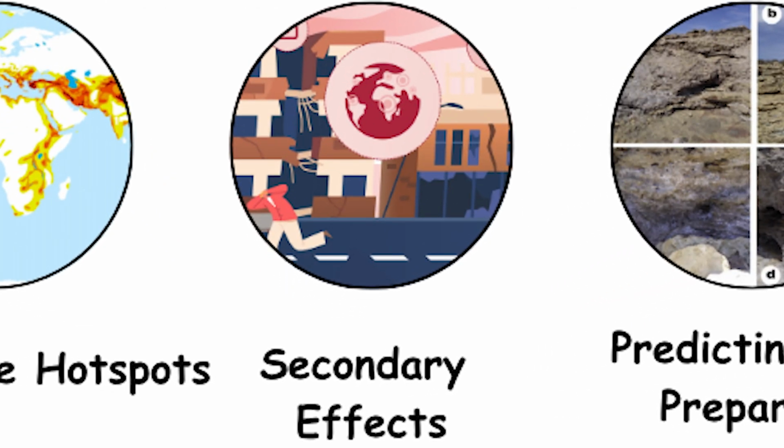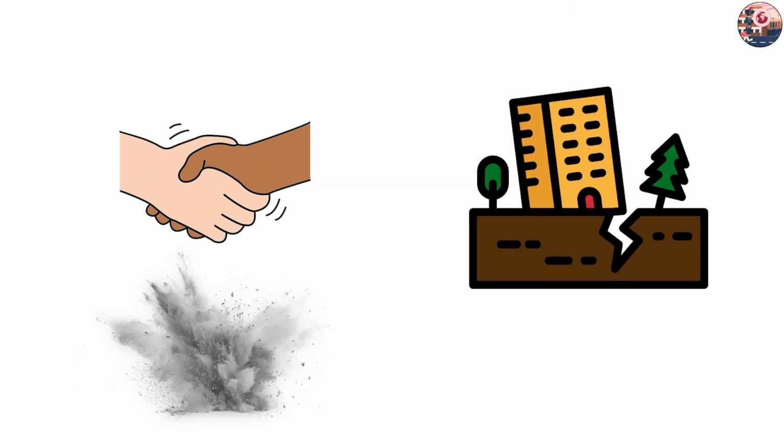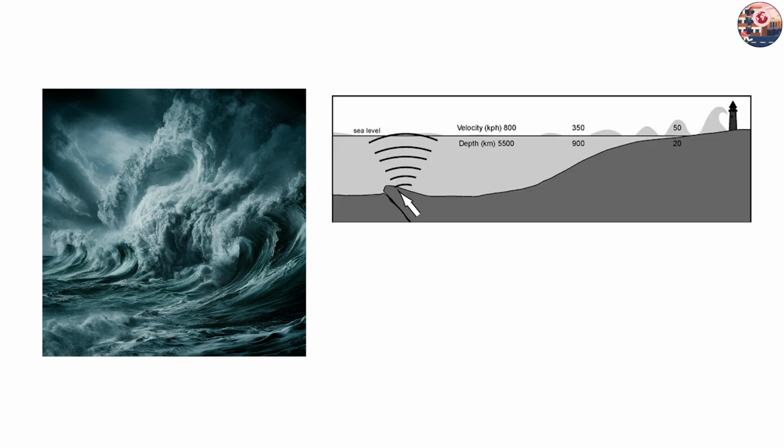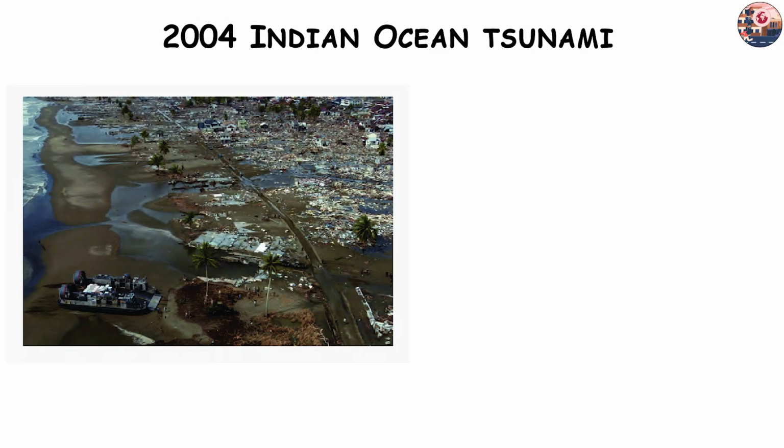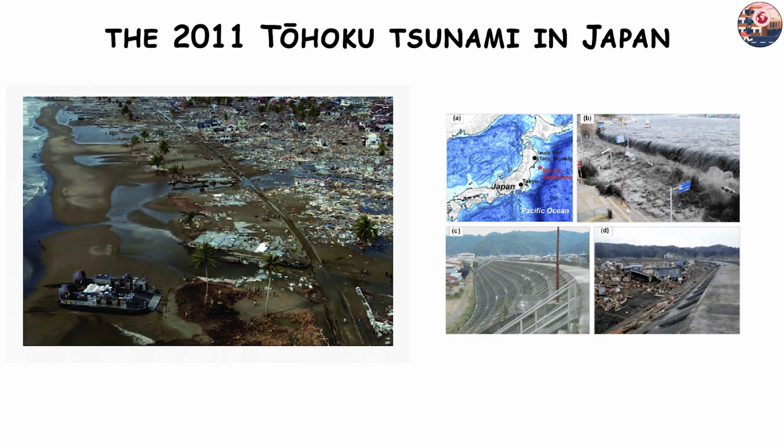Secondary effects of earthquakes. The shaking itself is destructive, but earthquakes often trigger dangerous secondary effects. One of the most devastating is the tsunami, a series of massive sea waves generated when an underwater earthquake displaces a large volume of water. The 2004 Indian Ocean tsunami and the 2011 Tohoku tsunami in Japan were both caused by powerful offshore quakes.